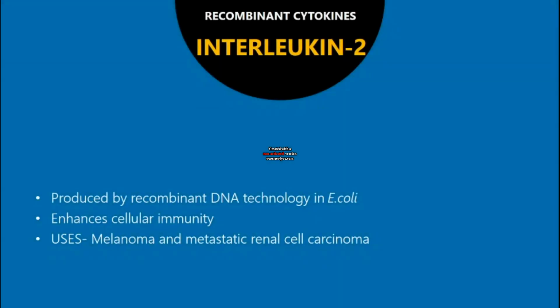Now we come to interleukin 2. Human interleukin 2 is produced by recombinant DNA technology in Escherichia coli. It enhances cellular immunity with lymphocytosis, eosinophilia, thrombocytopenia, and release of multiple cytokines. It is indicated for the treatment of melanoma and metastatic renal cell carcinoma.